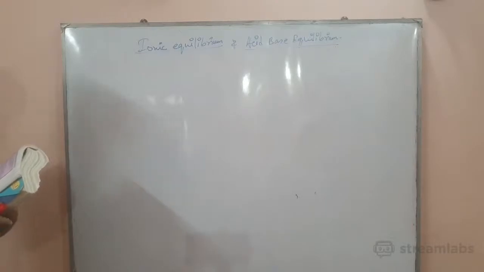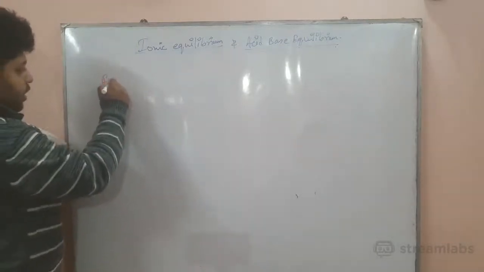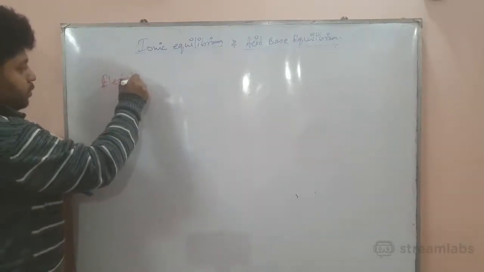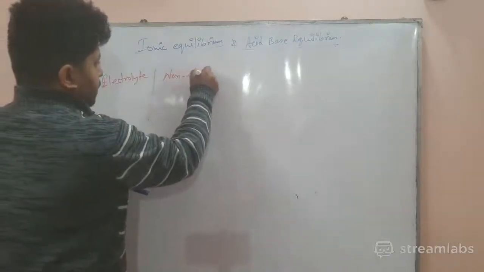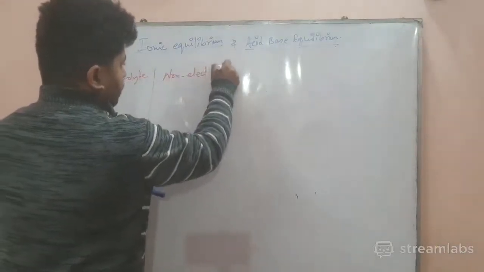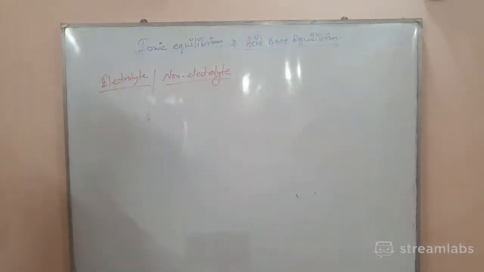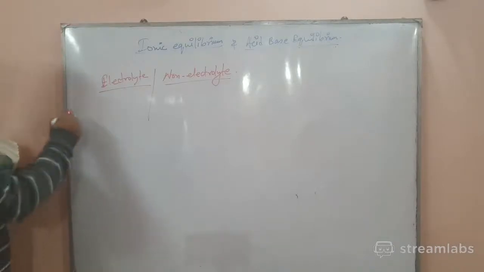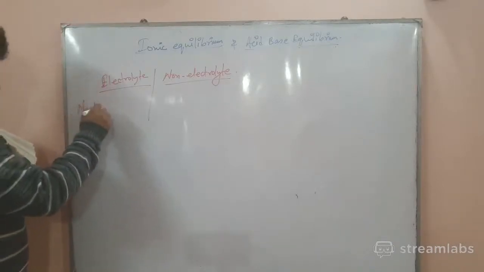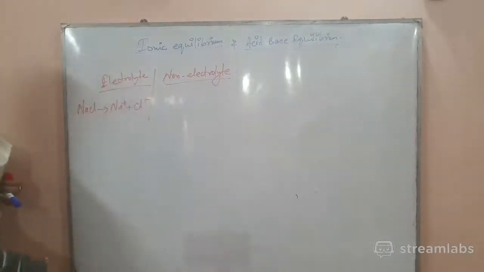You see, we already know from our junior class knowledge what is an electrolyte and what is a non-electrolyte. An electrolyte is a substance which breaks down in water into its composite ions. Like for example, NaCl breaks down as Na plus and Cl minus.